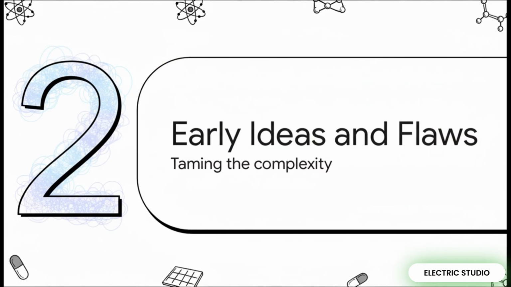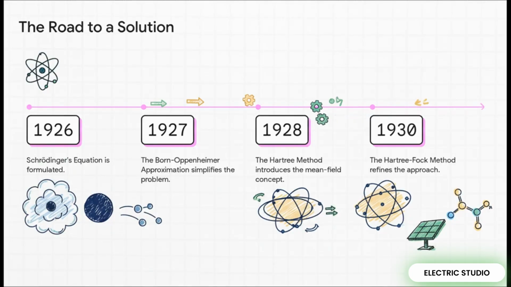All right, so the direct path is a total dead end. It's blocked. So what do we do? Well, scientists had to get really, really clever. They started searching for workarounds, for approximations, basically ways to simplify the problem just enough so they could get a useful answer without getting totally lost in that impossible math. And the years right after Schrödinger's equation came out were just buzzing with these brilliant new ideas.